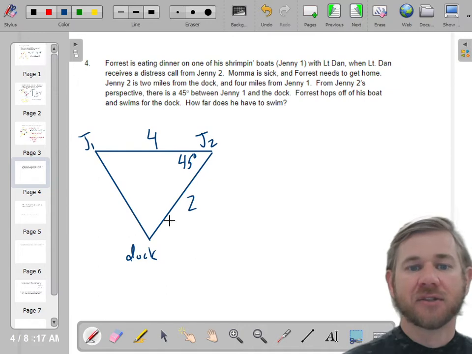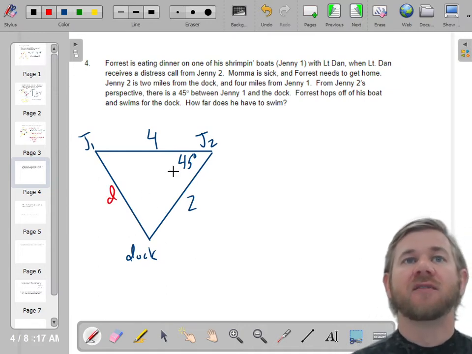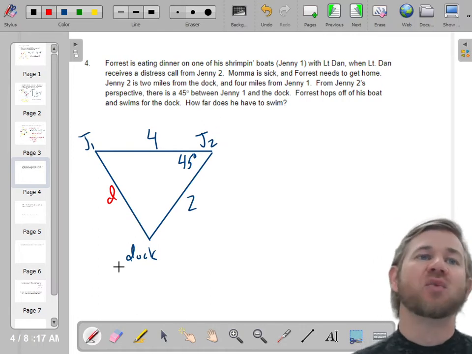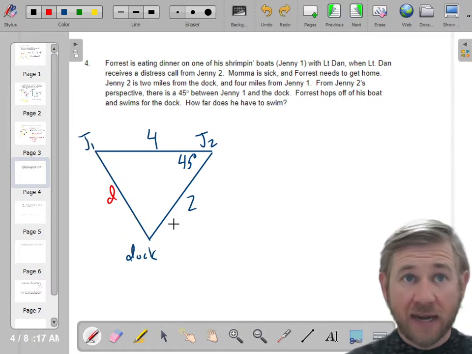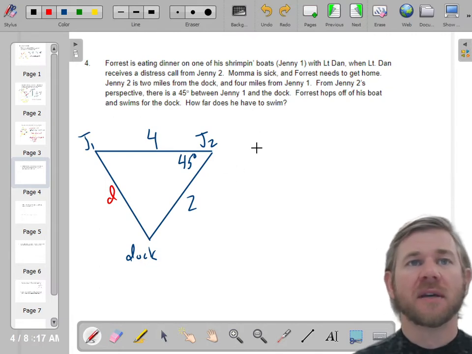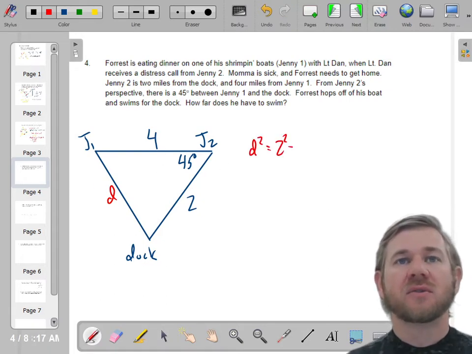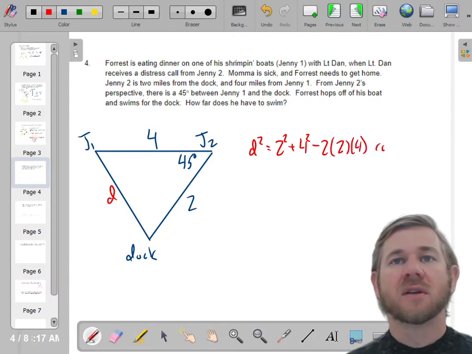So we have side angle side. Side angle side means I need to use law of cosines, and I'm trying to find how far he has to swim. So that's this distance here. He's going to hop off the boat and swim to the dock. So side angle side, law of cosines. Law of cosines would look something like this: side squared, d squared, would be the other two sides squared, 2 squared plus 4 squared minus 2 times 4 times the cosine of that angle. That angle is 45 degrees.